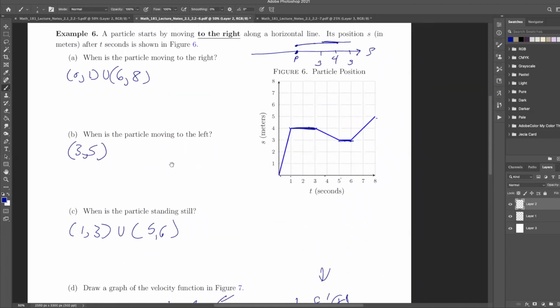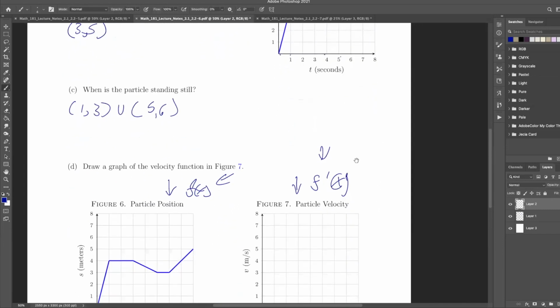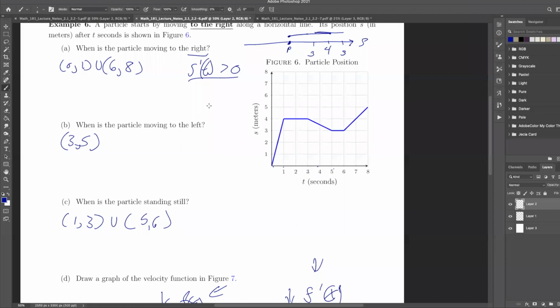When is the particle standing still? So would I use closed brackets? The answer here is no. And I'll explain why now. So here, let's get rid of this. So here, when is it moving to the right? Or in other words, when's the derivative of s of t greater than 0, right? That's when it's moving to the right, when it has a positive, in our case we'll call it velocity.